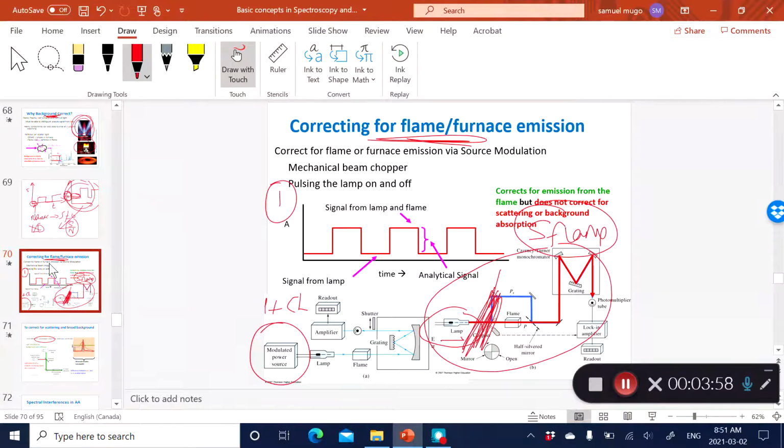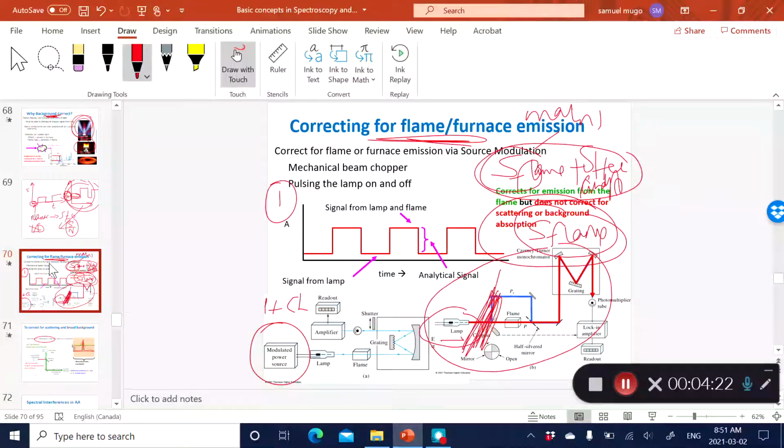When the lamp is on or is not blocked, you're detecting the signal from the flame, as well as the signal from the light source, from the hollow cathode lamp, and essentially this is the analyte signal. Okay? And of course, this one is a matrix signal. And so if you subtract this from this, then you're only going to get your analyte signal. I hope you've seen how it works.